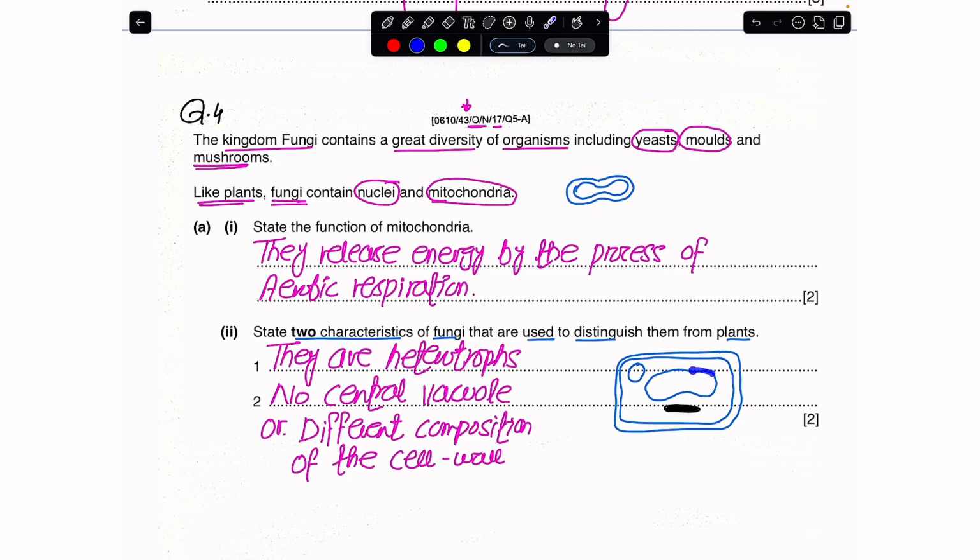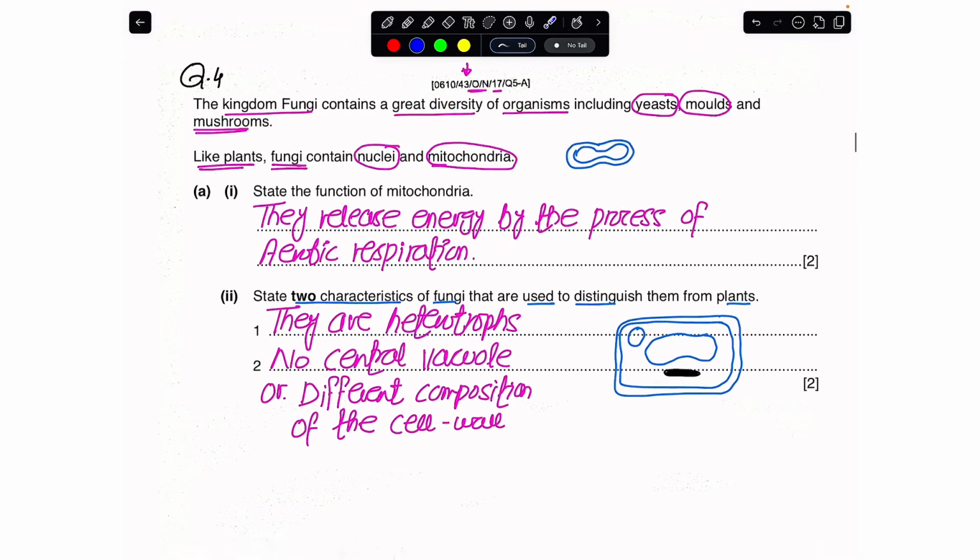And the fungi don't have the chloroplasts in them, so you would say that the fungi are heterotrophs. And for the plants, we have got this large permanent vacuole in them, so these fungi would have no central vacuole. Among the alternative valid points, the third point that you could keep for your knowledge is that the plant cell wall is made up of cellulose and the fungi cell wall is made up of chitin. So as an alternative point, you could say that the fungi have a different composition of their cell wall.